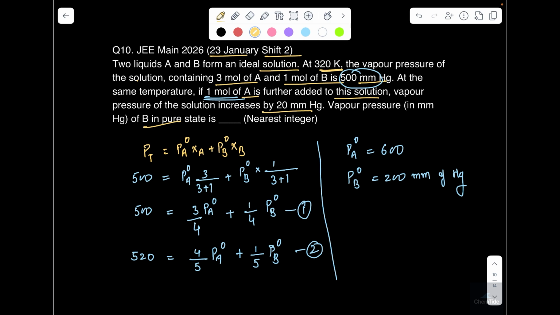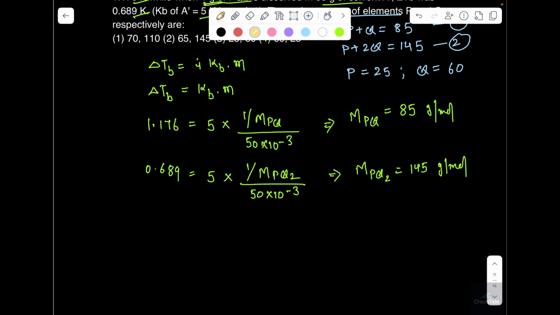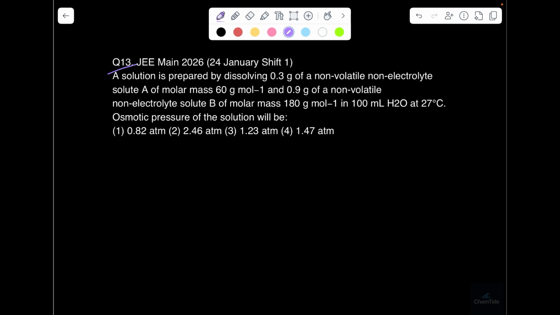So that question was similar to question number 10. Overall, the questions are coming easy. Question 13, 24 January shift 1. A solution is prepared by dissolving 0.3 gram of non-volatile non-electrolyte solute A of molar mass 60 and 0.9 gram non-volatile non-electrolyte solute B of molar mass 180 in 100 ml of H2O.